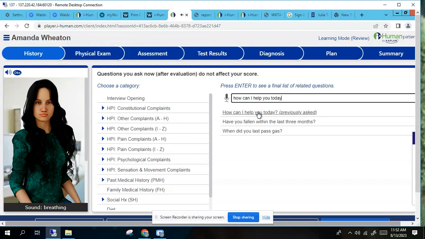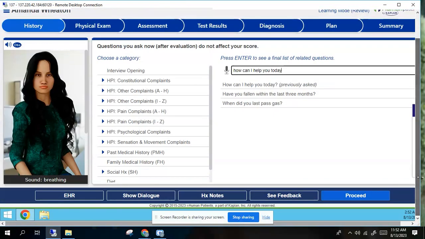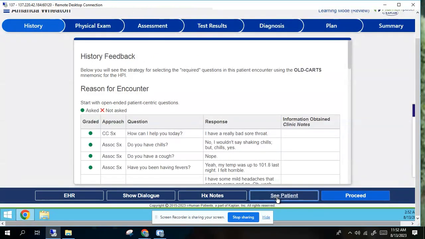That's why it's in bracket, previously asked. Now, this case had already been handled, so I'm just going over it to help you get a guideline on how to handle human cases. Since I had done it already, we can just go to see the feedbacks, and as you can see, the green means the question asked, and if there is any X, it means the question that was supposed to be asked but was never asked.